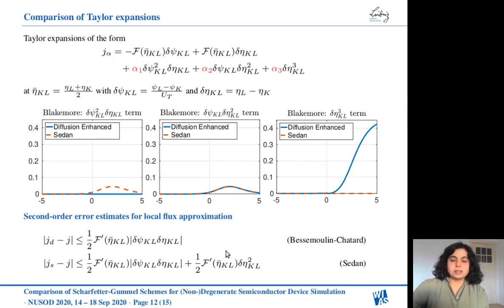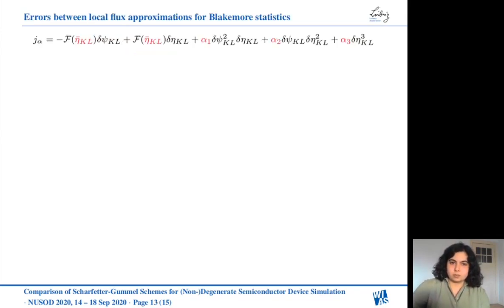We see that the occurrence of this additional summand in the error estimate for the Zidane flux approximation suggests a better performance of the diffusion enhanced scheme. So for a far-reaching comparison, we visualize in the next step the errors in the local flux approximations. And for this, we consider two different fixed values for the average argument of the statistics, which also occurs here in the prefactors.